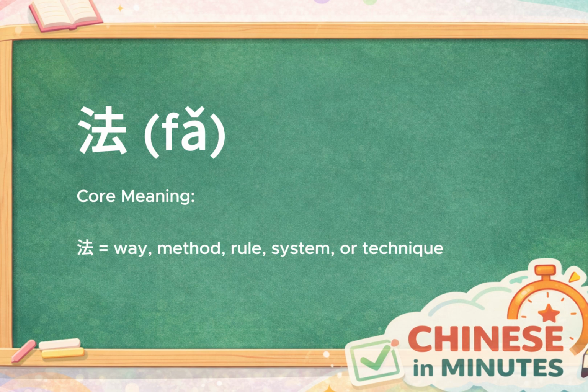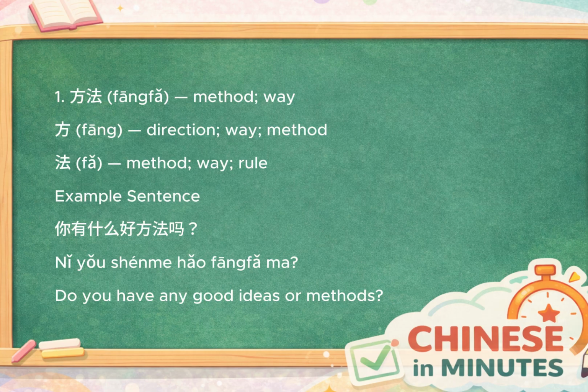So instead of memorizing these words one by one, let's look at the common idea behind fa and see how it changes slightly depending on the word. Now let's look at 10 common words with fa. As we go through them, pay attention to how fa gives each word the idea of a way, method, rule, system, or approach.